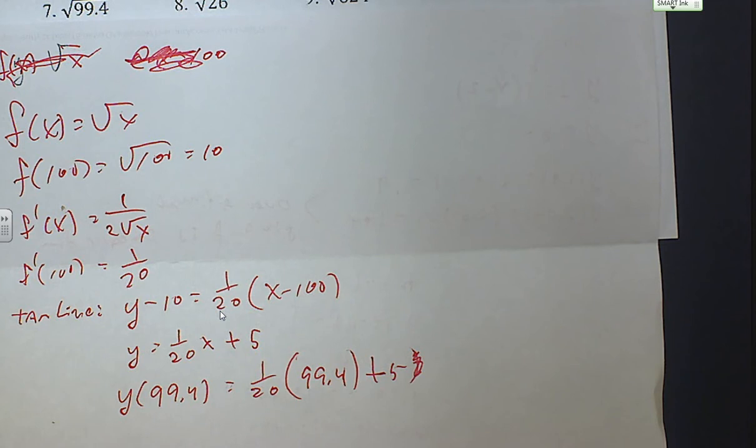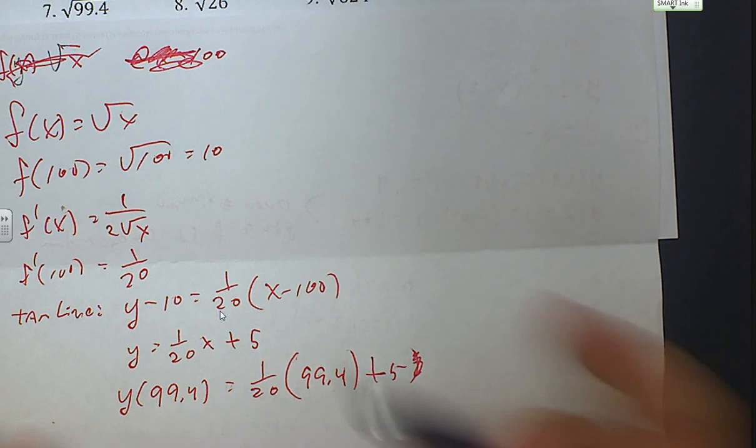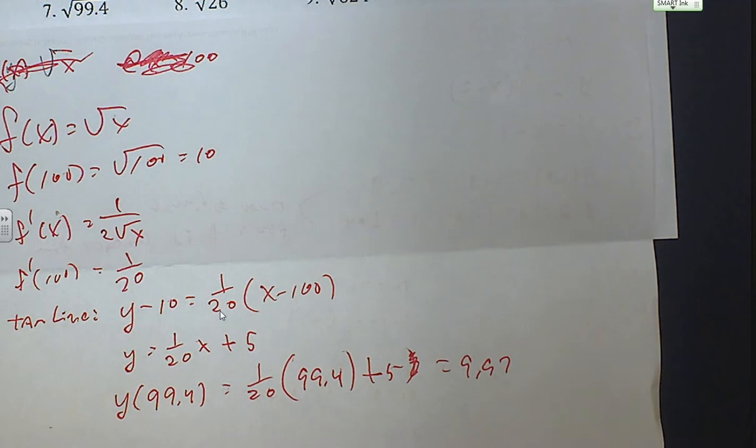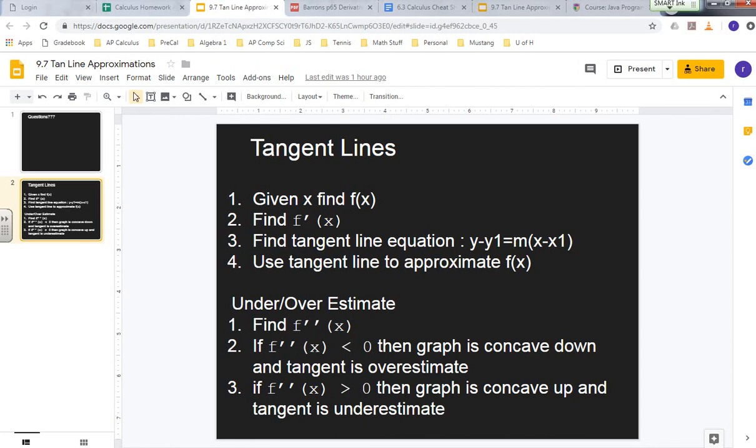9.97. See, I told you it was really close to 10. Yes, but really close to 10 is not the answer. 9.97 is the answer. Approximately 10 equals 9.97. Overestimate or underestimate, and why? Underestimate, because the 100 that we use is bigger than.